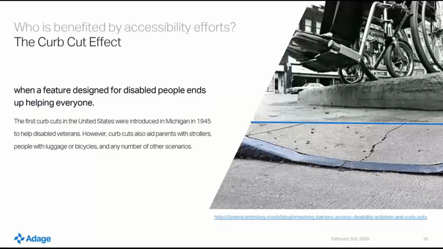So next we'll talk about something called the curb cut effect. On this slide, there's an image of a person in a wheelchair approaching a steep curb, and below it is an example of a curb cut or dip where the curb meets street level. The first curb cuts in the United States were introduced in Michigan in 1945 to help disabled veterans navigate street crossings. However, curb cuts also aid people with strollers, luggage, bicycles, or any other number of scenarios. And the development of curb cuts inspired what we call the curb cut effect, which is when a feature designed for disabled people ends up helping everyone.